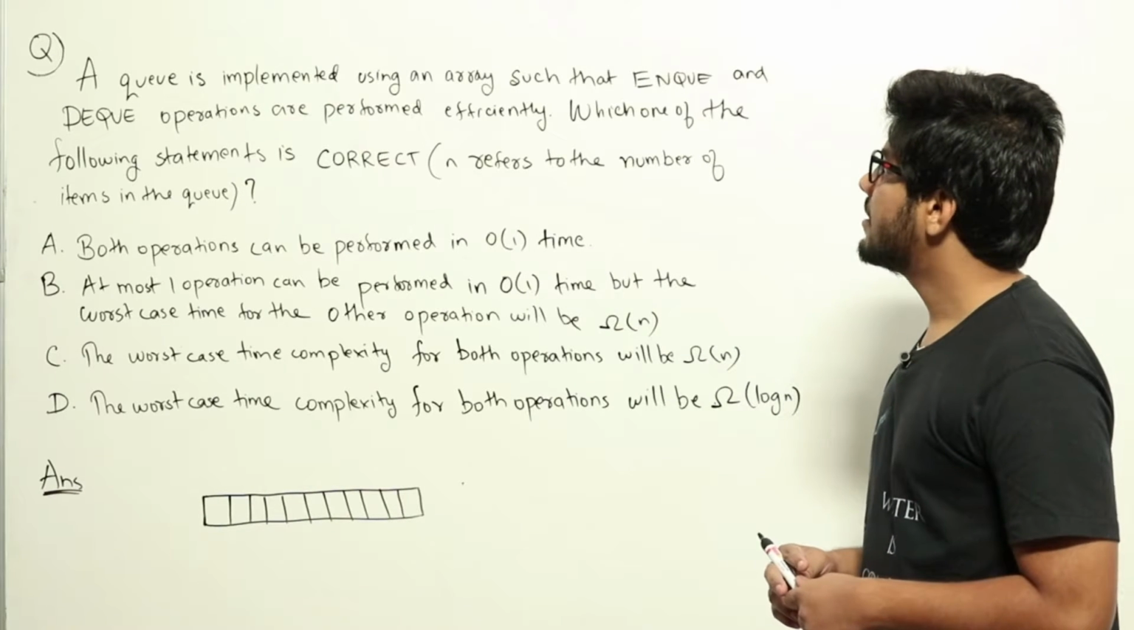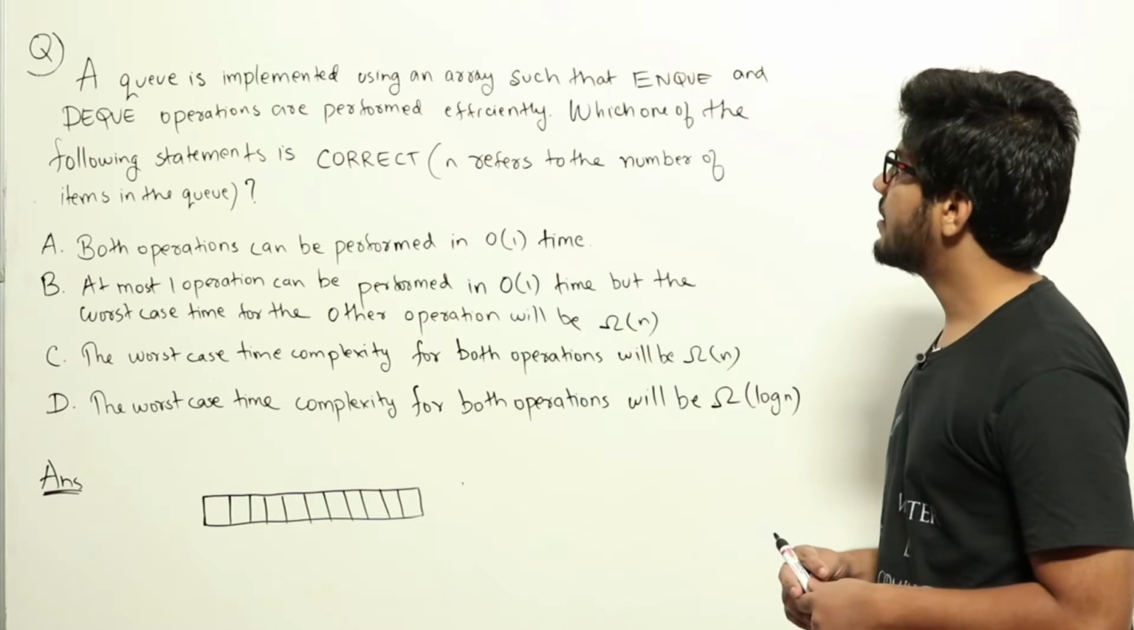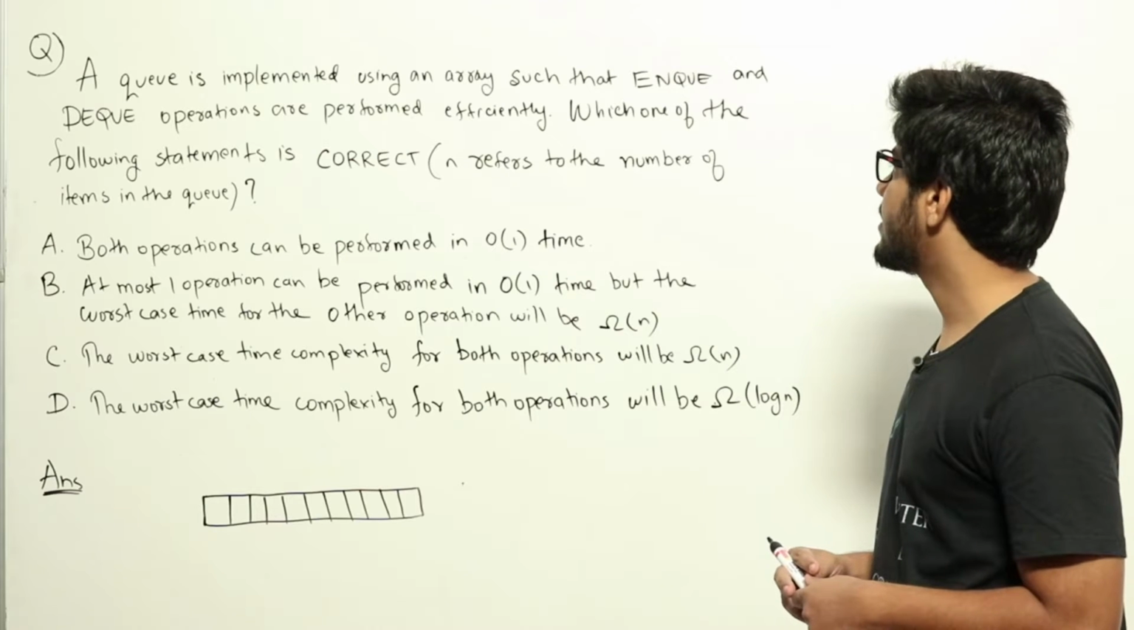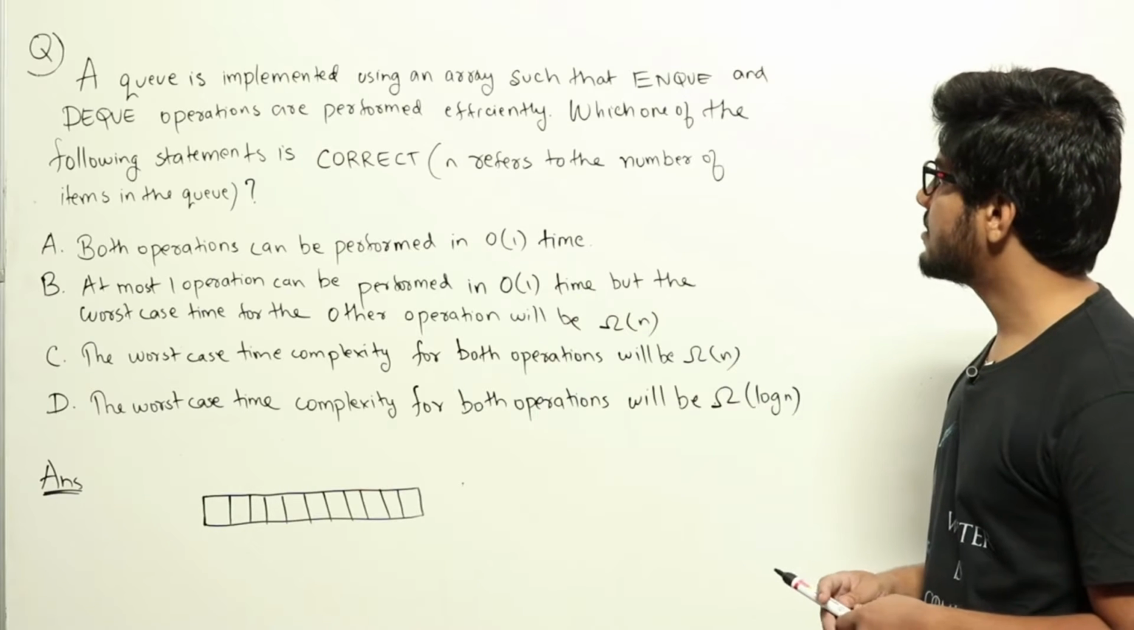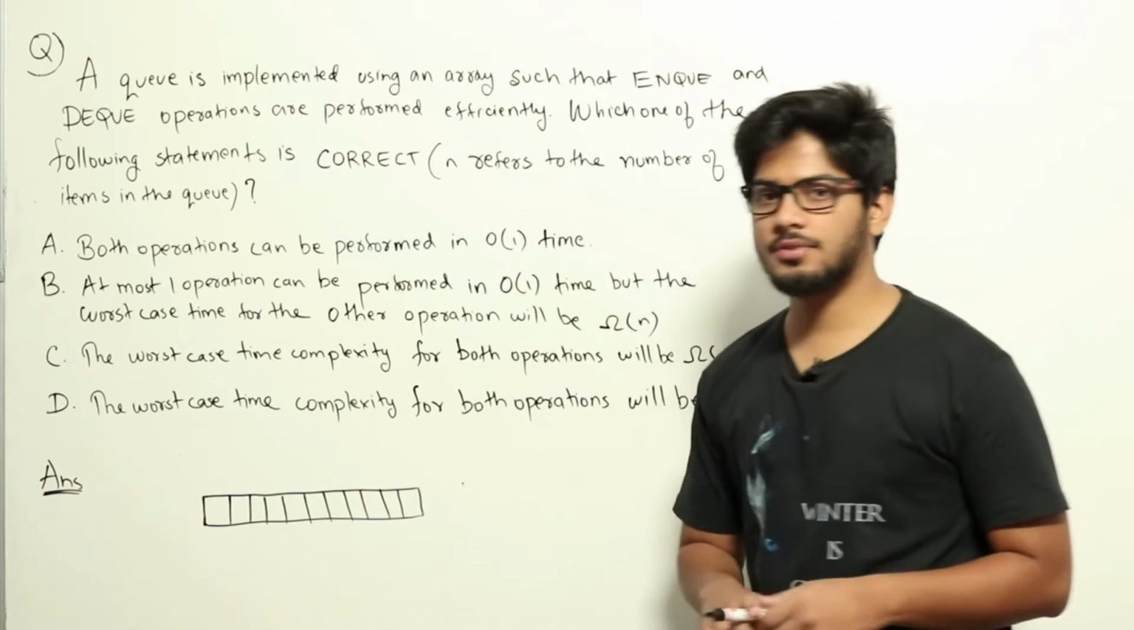A queue is implemented using an array such that NQ and DQ operations are performed efficiently. Which one of the following statements is correct? N refers to the number of items in the queue.